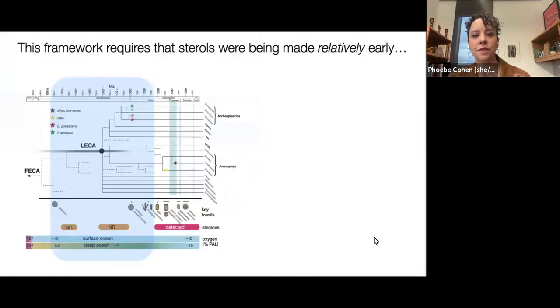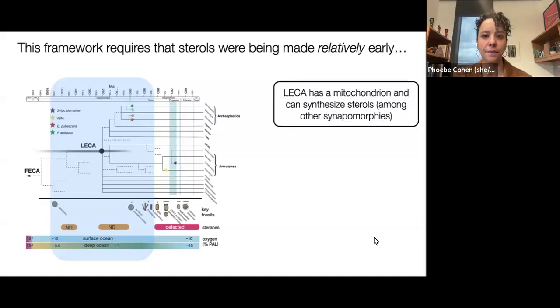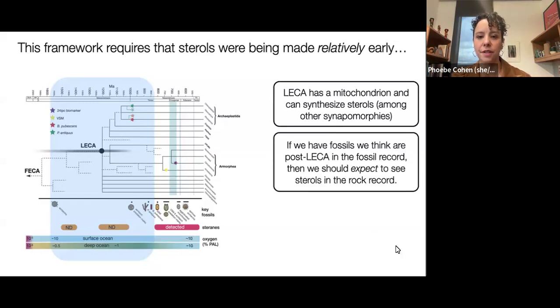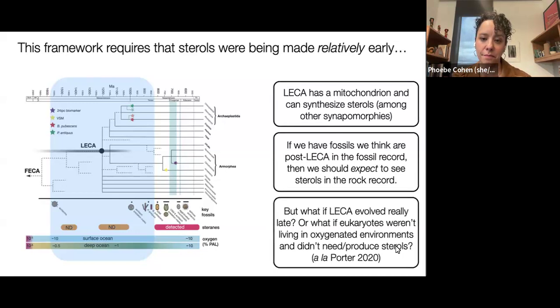So this framework requires that sterols were being made relatively early, where we don't see them in the rock record. LECA has a mitochondrion and can synthesize sterols, among other synapomorphies, shared derived traits. So if we have fossils that we think are post-LECA in the fossil record, then we should expect to see sterols in the rock record.